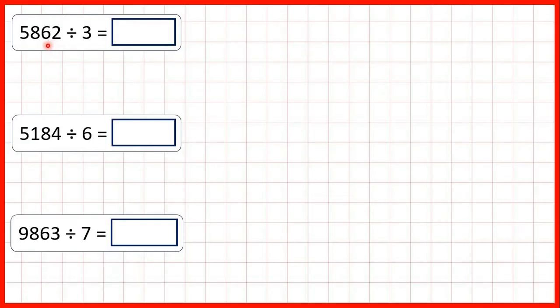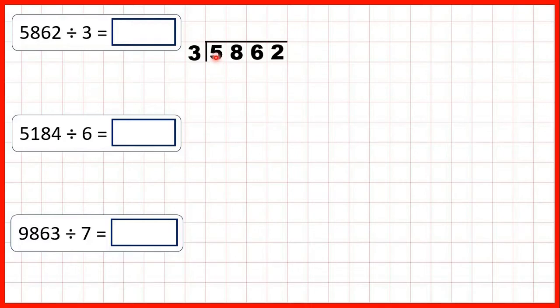Now we need to divide using short division. So first we have 5,862 divided by 3. We can set the question out like this, with the divisor, the number that we're dividing by, on the left.